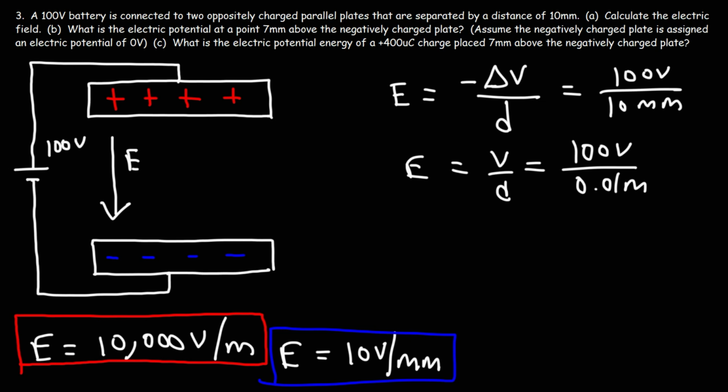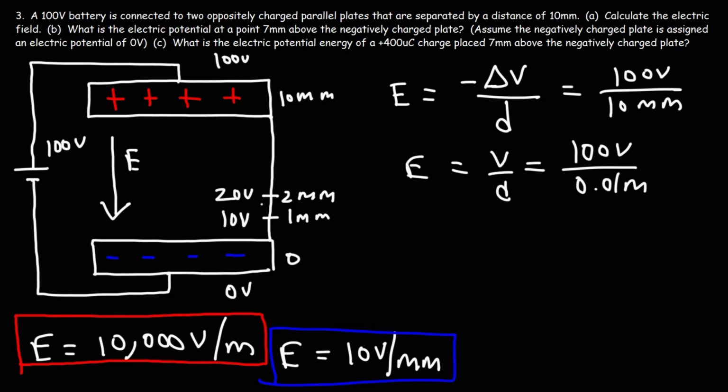So let's say this plate is 100 volts, and this plate is 0 volts. Let me put these numbers over here. So let's put 0 over here and 100 over here. And let's say this is the distance between the plates. So here it's at 0 and here it's at 10 millimeters. If we were to move 1 millimeter above the negatively charged plate, the electric potential will change by 10 volts. If we move another millimeter, it's going to increase by 10, so now it's going to be 20.